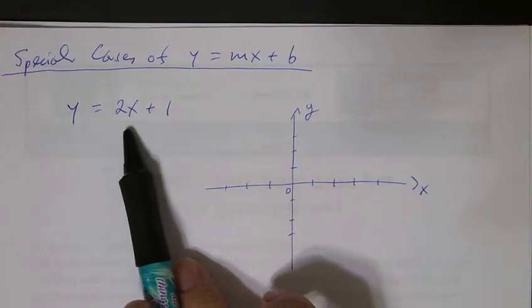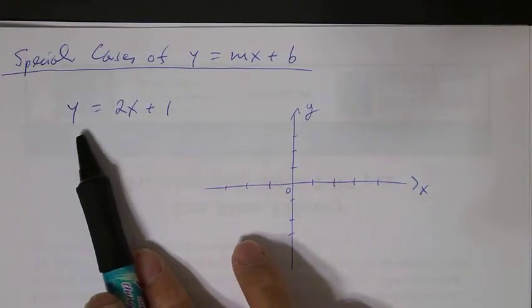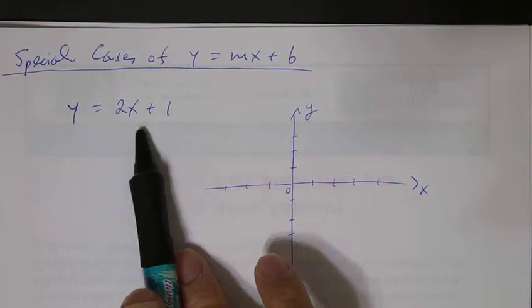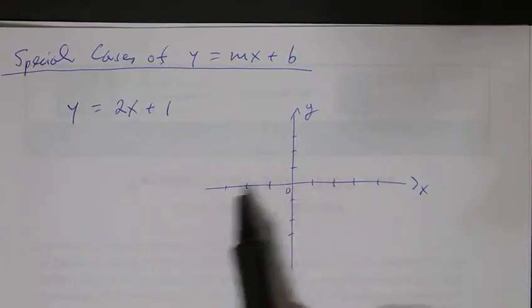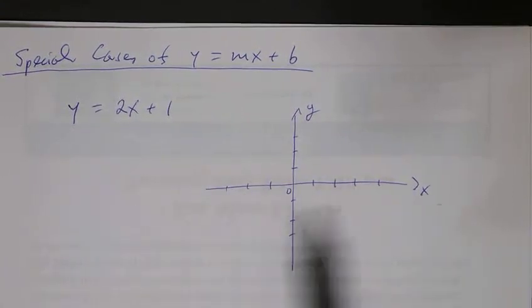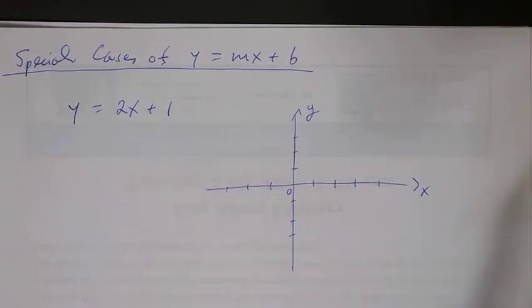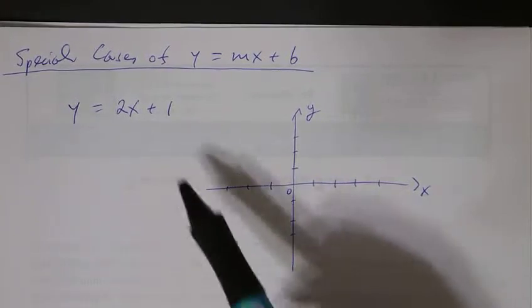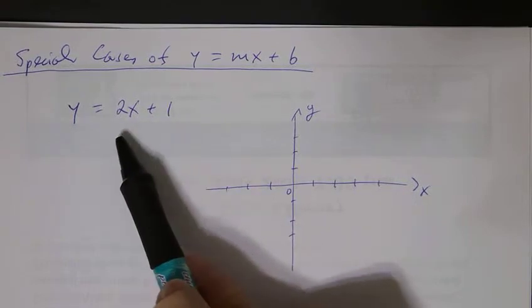Let me illustrate by a simple example. I have a simple linear equation, y equal to 2x plus 1. And I have a coordinate system here. It's just a simple sketch, nothing fancy. Let me try to sketch it for you. I emphasize this is only a sketch, but it will be sufficient to demonstrate what it means by the y-intercept and the slope.